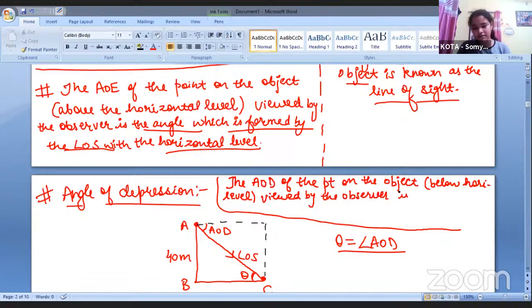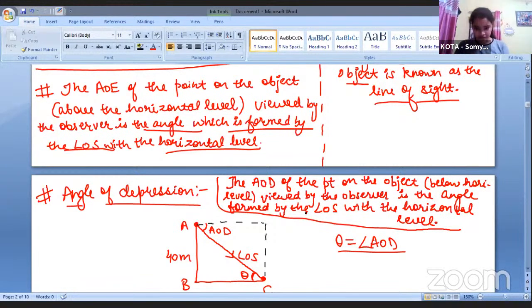is the angle formed by the line of sight, formed by the LOS, with the horizontal level again. With the horizontal level. Okay.